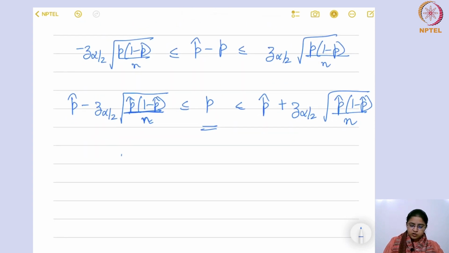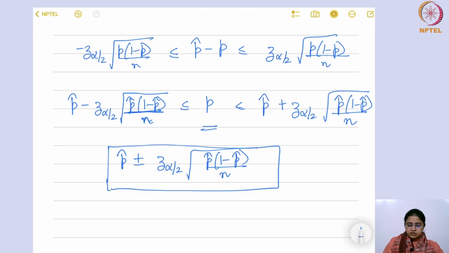So the interval now becomes p hat plus minus z alpha by 2 into the square root of p hat times 1 minus p hat, divided by n. So this basically is your confidence interval for population proportion. If you know the sample proportion, you know the sample size, and you know the confidence level at which you have to calculate, then there is nothing. It's a very simple problem.